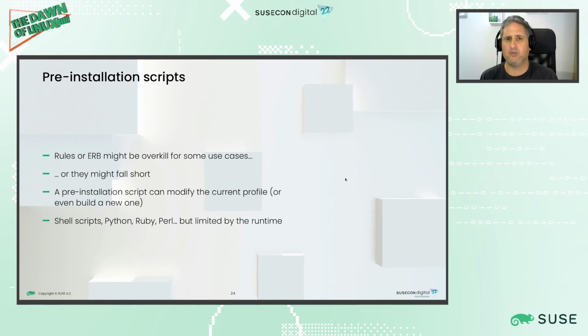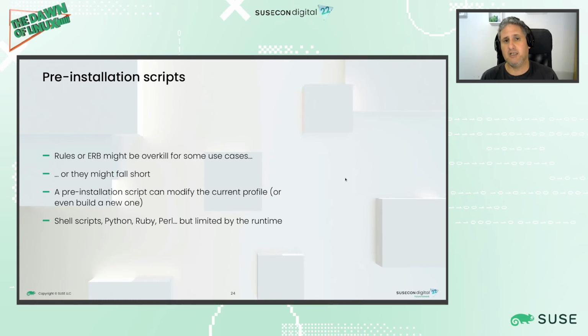Last but not least, I would like to talk about pre-installation scripts. Sometimes rules or ERB might be overkill, or they might fall short. Maybe you could use an old good script to do the job. So a pre-installation script is just a script that runs against your profile, and it's able to modify the profile and generate a new one. For instance, to disable a small flag or to do small things, it might be interesting.